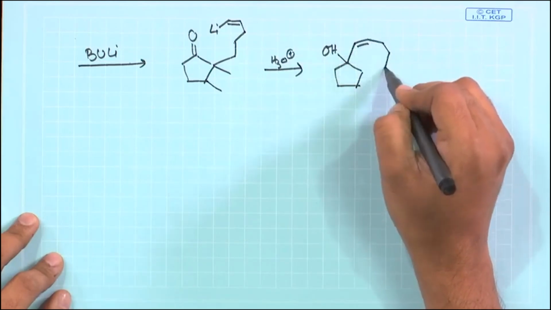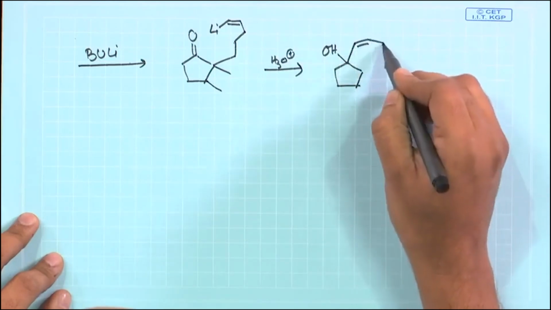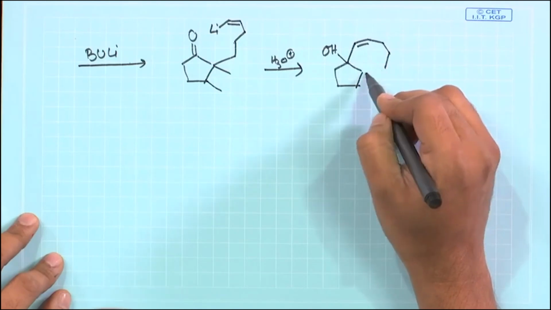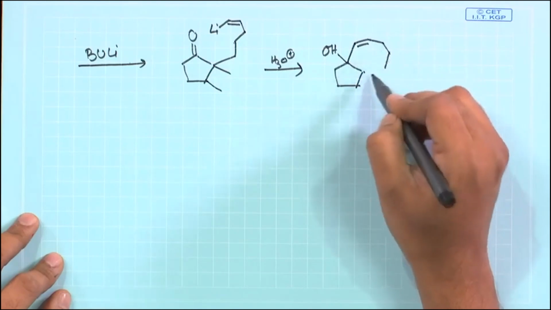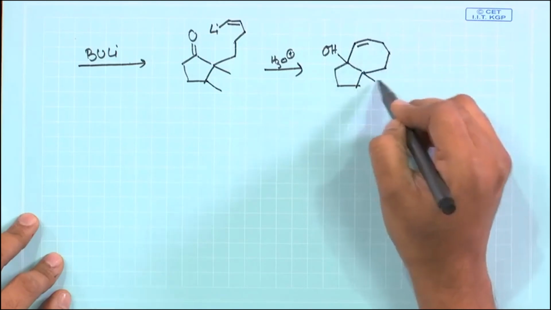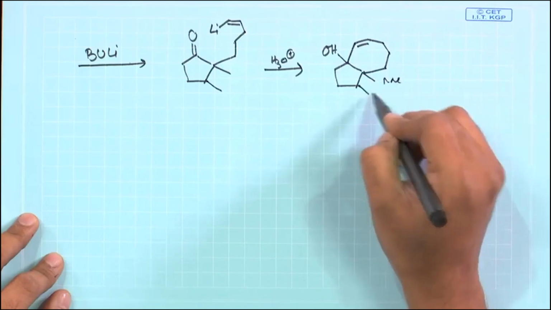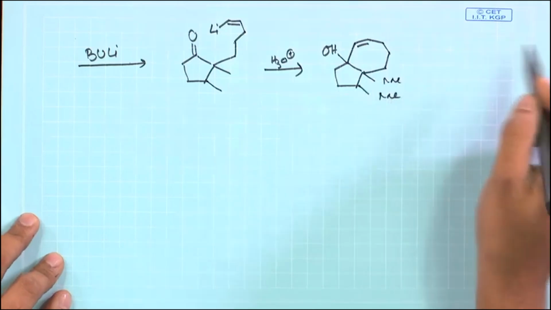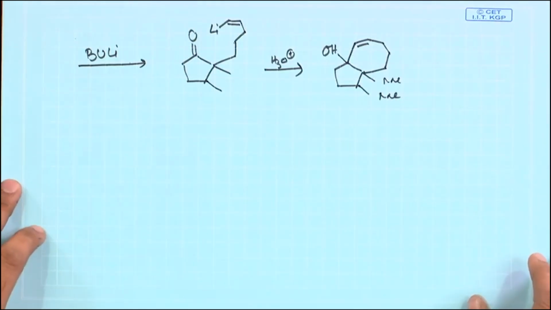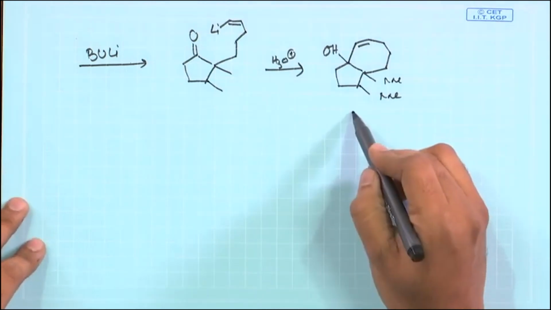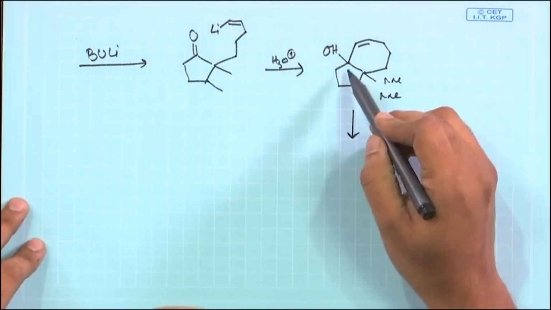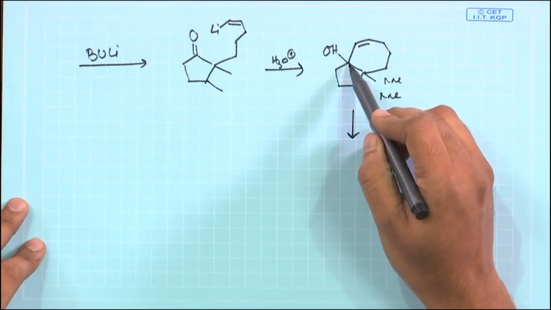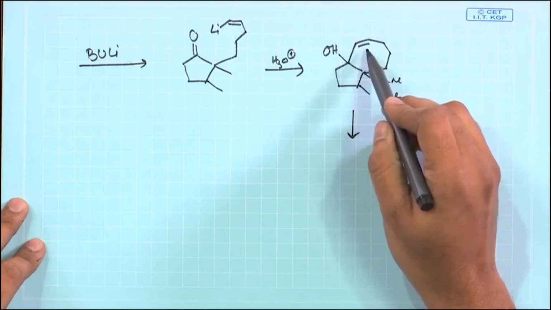Now, try to put CH2, CH2, CH2, 1, 2, 3, yes, and then you have this methyl, this methyl. Now, potentially look to the target molecule when you earlier discussed. Now, what is this compound? This compound is a tertiary alcohol, tertiary allylic alcohol.